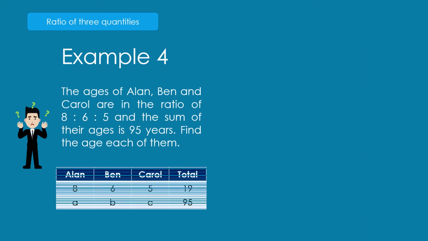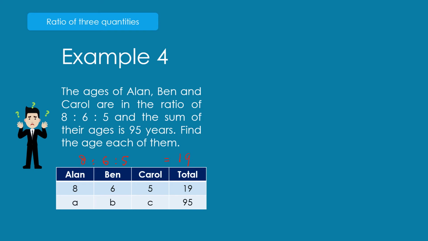Next, example 4. The ages of Alan, Ben and Carol are in the ratio of 8 to 6 to 5 and the sum of their ages is 95 years. Find the age of each of them. There are three quantities to compare here, which is the ratio of Alan to Ben to Carol is 8 to 6 to 5. So the total of ratio is 8 plus 6 plus 5, which is equal to 19.